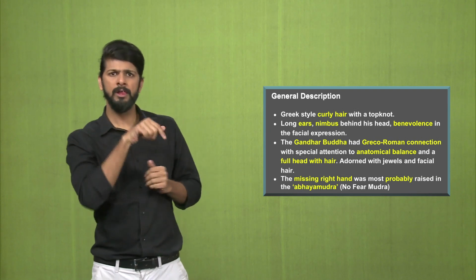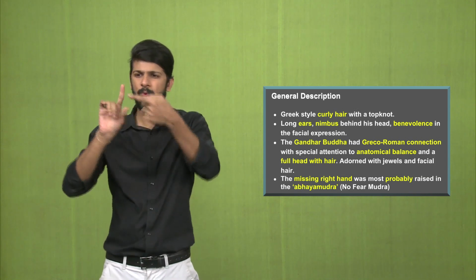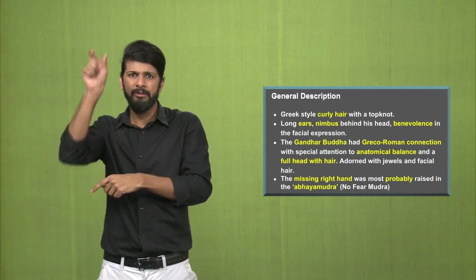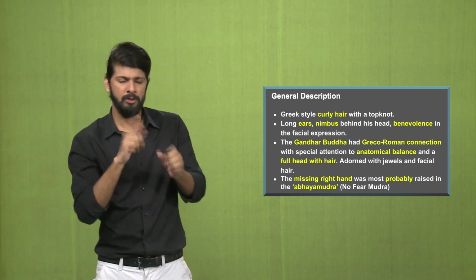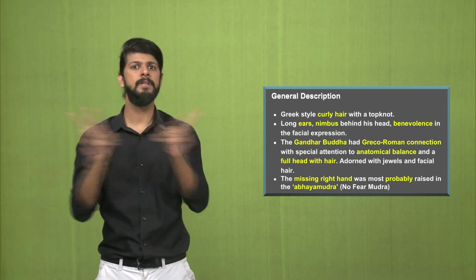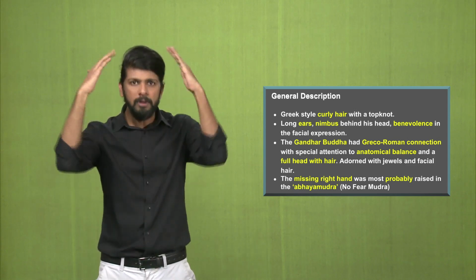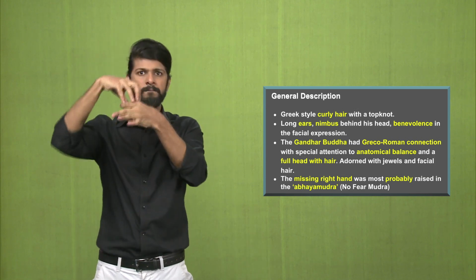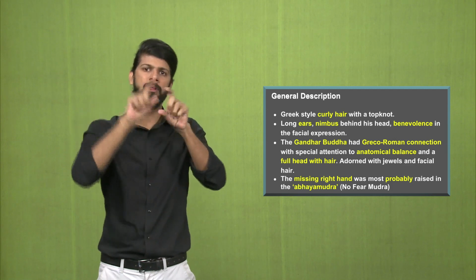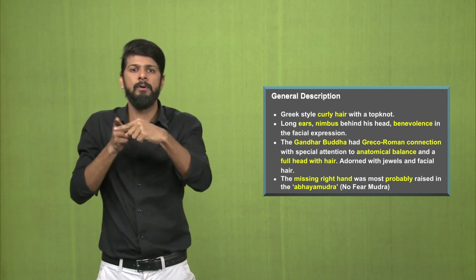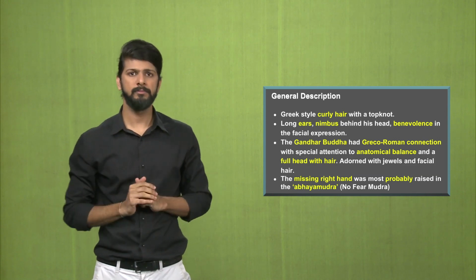Description of the standing Buddha. You will see a different kind of style, which is the influence of Greek art, and the curly hair, which also has a top knot, is a very different kind of style in comparison to the other sculptures of Indian origin. This one had a Greek influence.